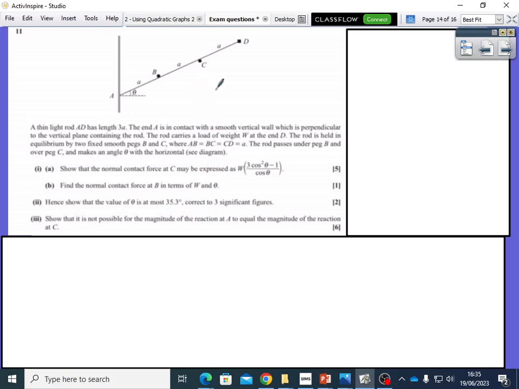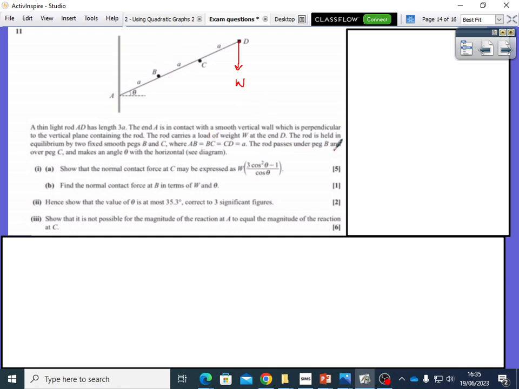Alright, let's have a quick look at this. So, light rod AD, length 3A. A hits a smooth wall which is perpendicular to the vertical plane containing the rod. The rod carries a load of W at D, so let's put that weight going down. The rod is held in equilibrium by two pegs B and C. They are of equal length.